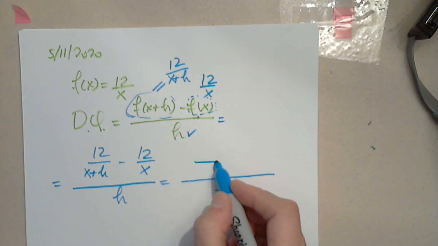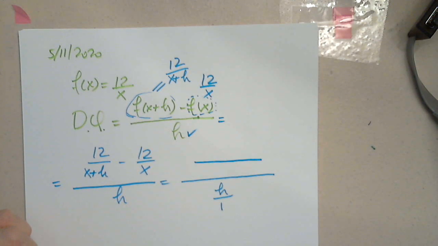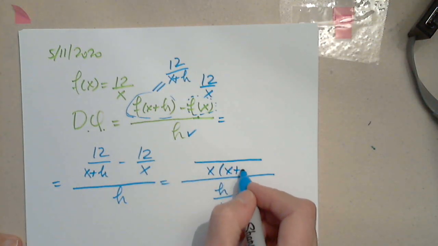So we have to find the least common denominator. Can anyone give us an idea about what is the least common denominator when we want to subtract these two fractions? Would it be x times x plus h? Yes, because they have nothing in common. They are completely factored, and that's the only way. So x times x plus h.